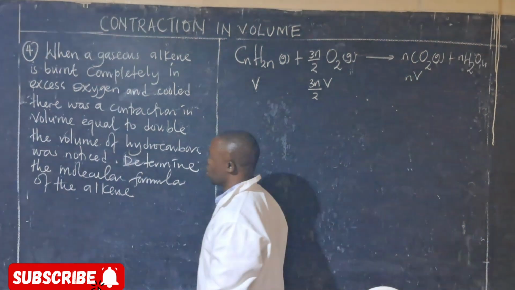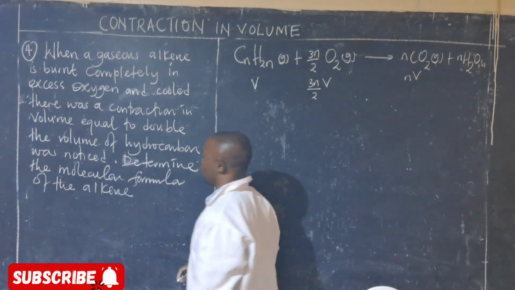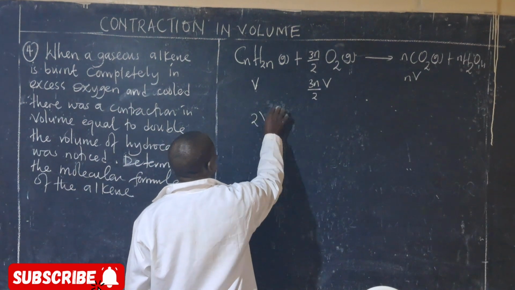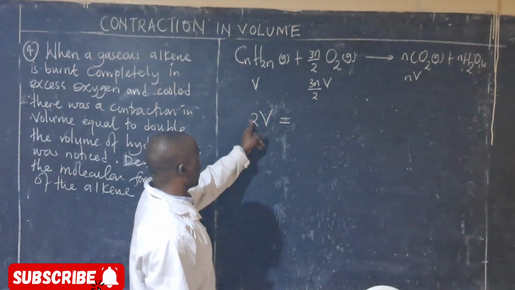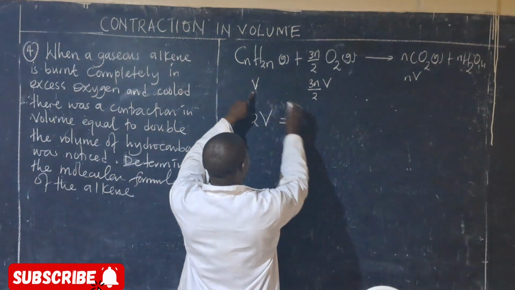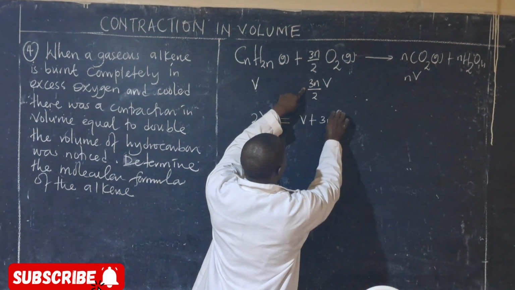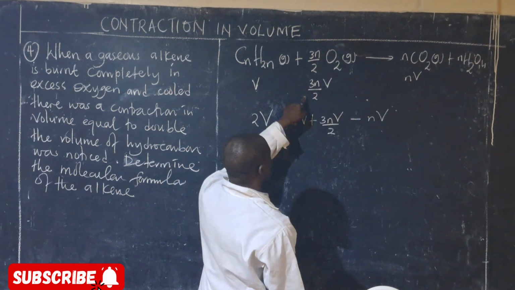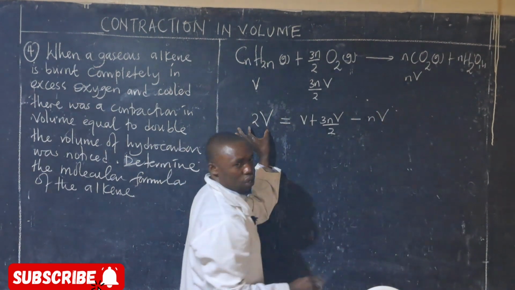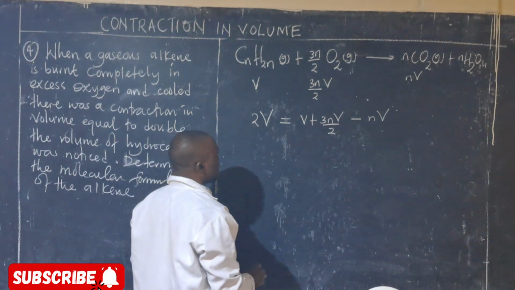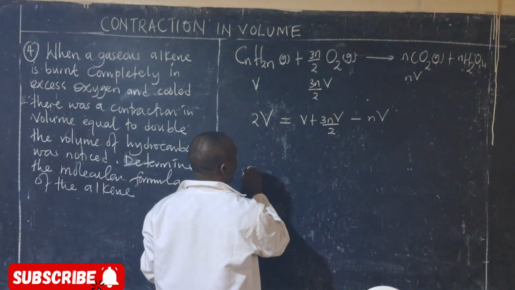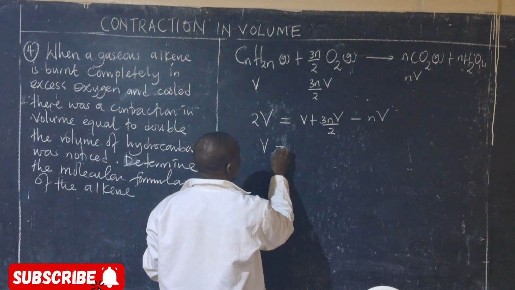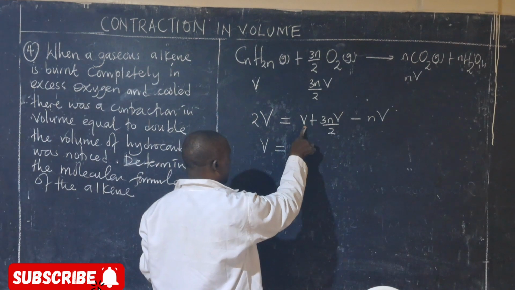So let's look at the contraction. The contraction was double the volume. So the contraction is 2V, which is double this volume. We say this volume plus reacted gas minus carbon dioxide. So it is this plus this, subtract this, is equal to that contraction there. So let's simplify the algebra. So this 2V minus V is going to give us a V.